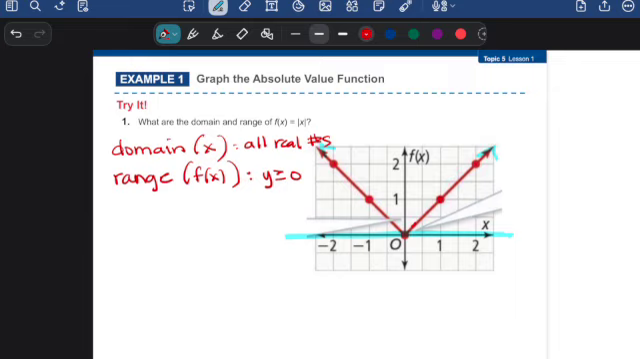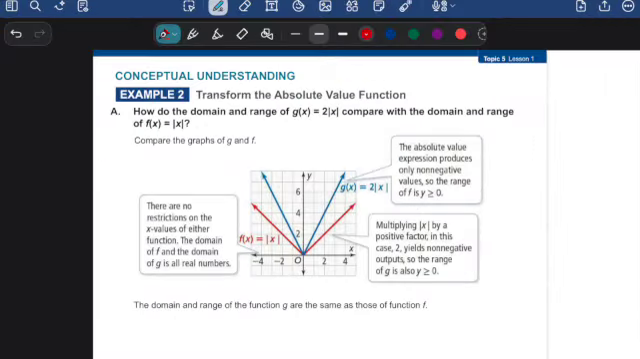So how about a transformation of our parent function? Now we're going to look at g of x, and all we're doing is we're taking the absolute value of the input and then we double it. So if we remember our transformation rules, we have a scale factor on the outside of the parentheses. So we are changing the output.